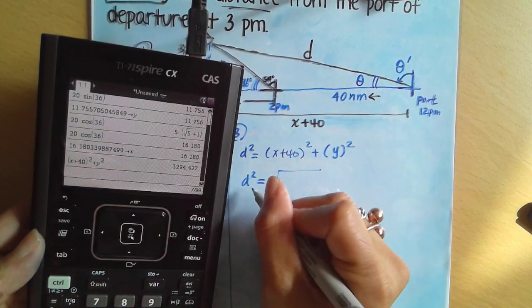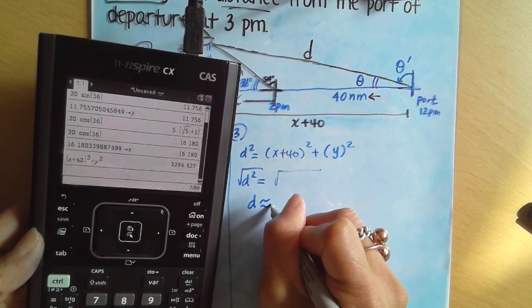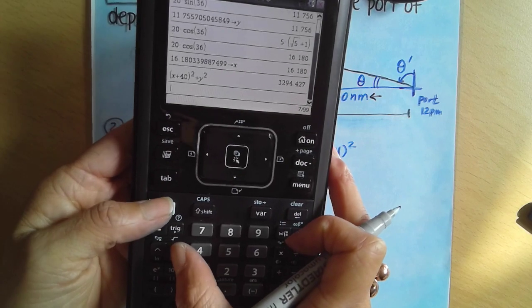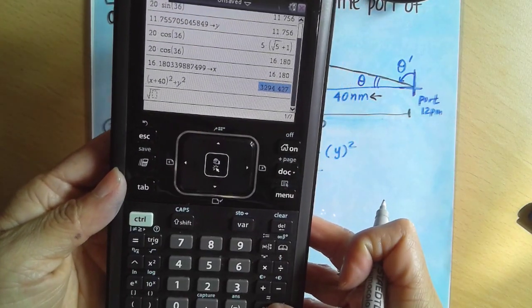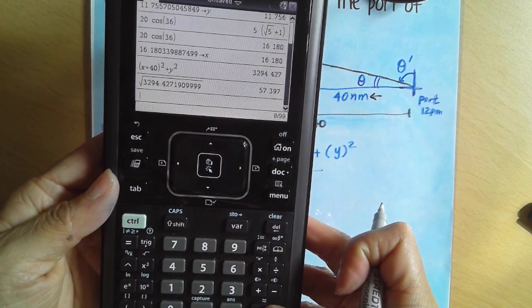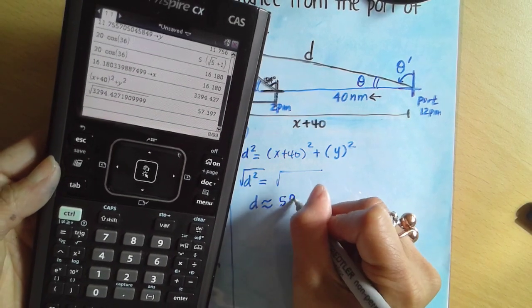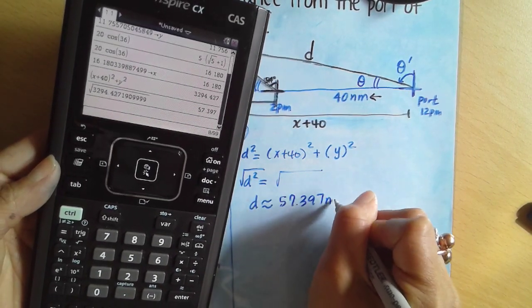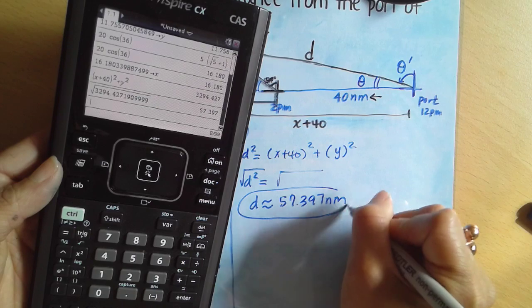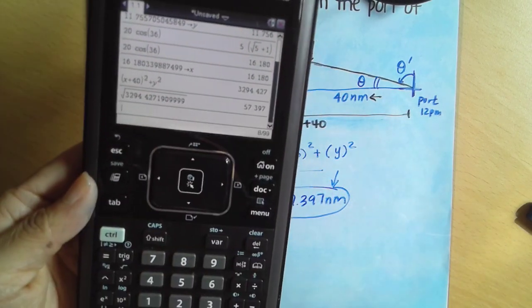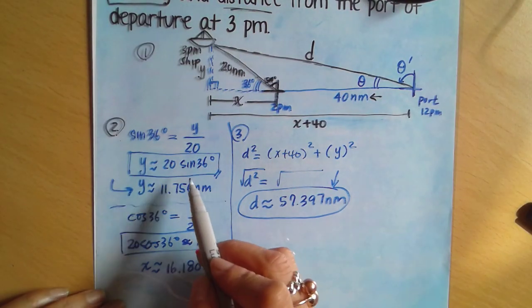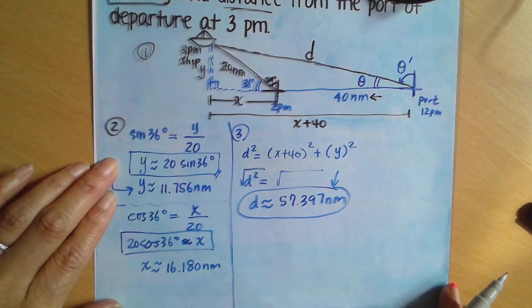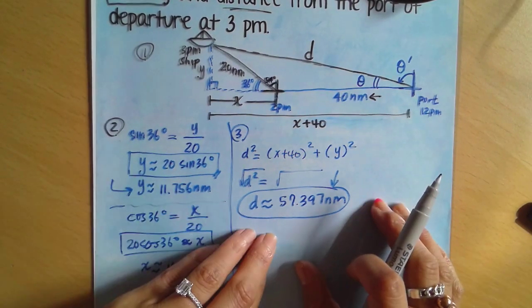So I'm going to square root that guy, so I get d is approximately. So I'm going to square root this whole answer here. I'm going to scroll back up to it, and I get that. So I know my distance is 57.397 nautical miles, and that's the first part of our answer. Okay, that was easy. You see how it makes it really clean if we just store it as x and y?